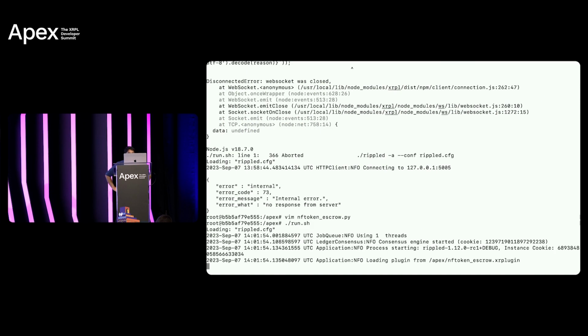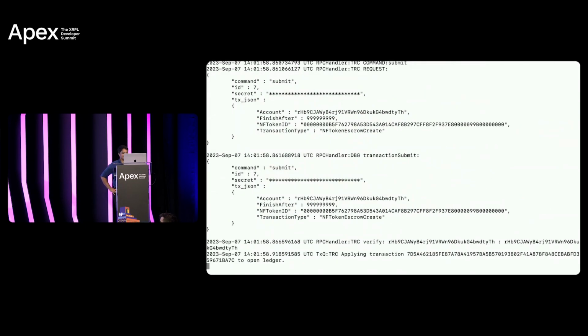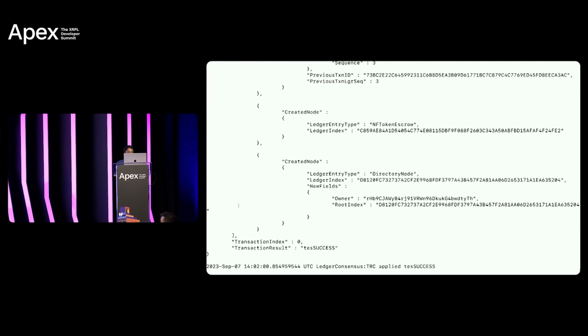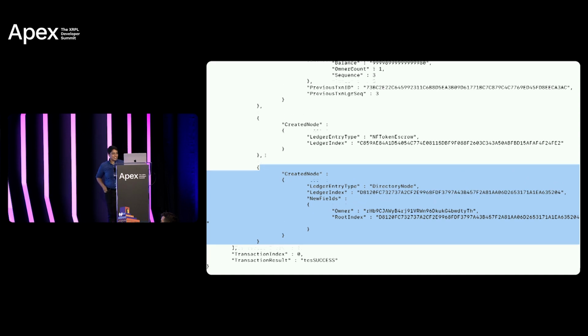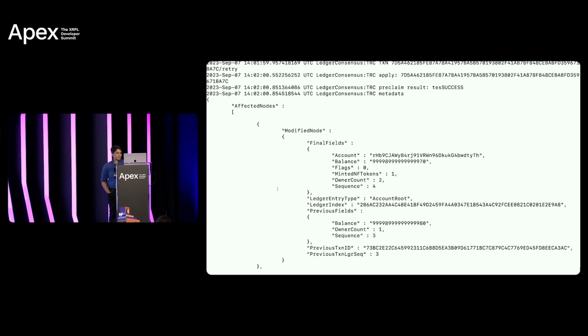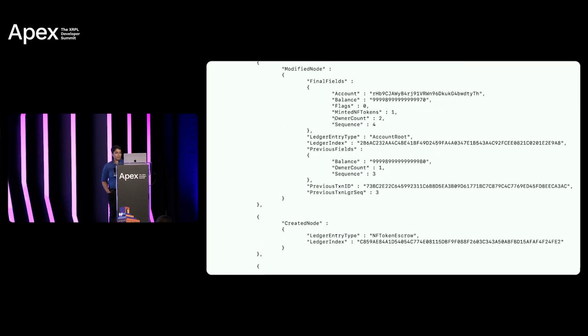Now, if I run this, maybe it won't crash. I don't know. It still crashed. But we also created a directory node, so there's more data stored in this little account. And the owner count number has changed, so the account object now knows that it owns one more object. So it owns the account root and this escrow object.